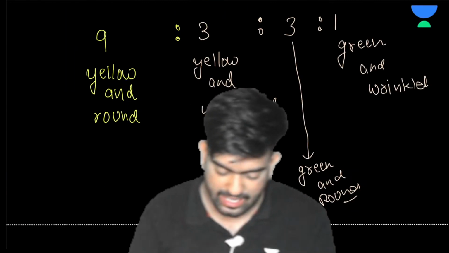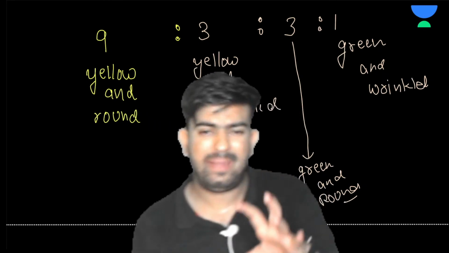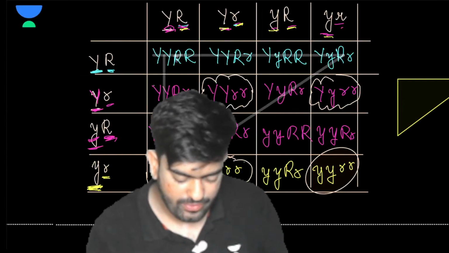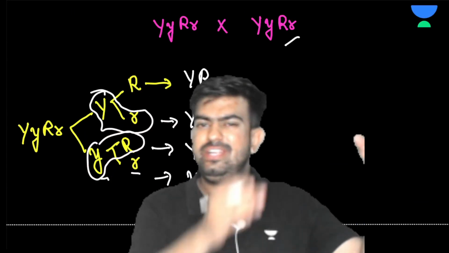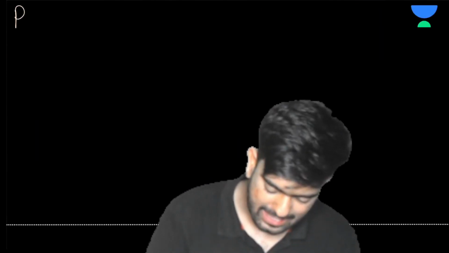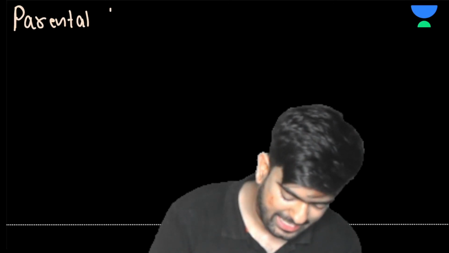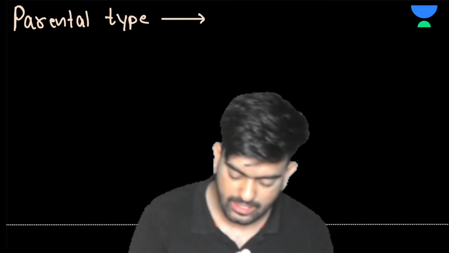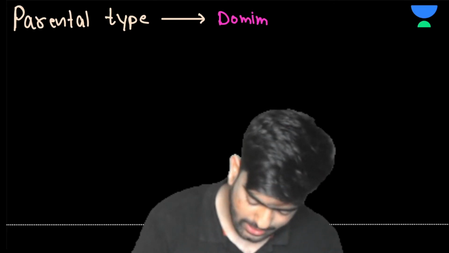Now, if I talk about one more thing, suppose the parental types had the combination of yellow, round and green, wrinkled. That means dominant with dominant and recessive with recessive. If we go back in a little detail, the parental types in a dihybrid cross had the combination of dominant with dominant, right?